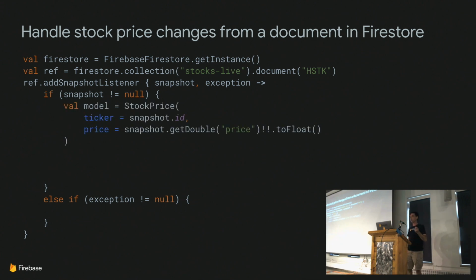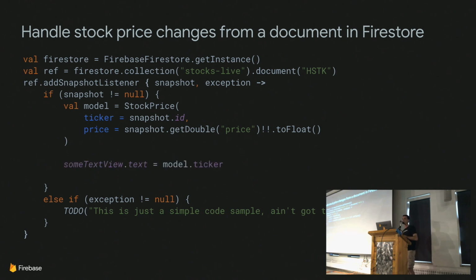what I can do is create a simple model object. Stock price is just a Kotlin data class, and it has a ticker and a price associated with it. And then what do I do after that? Or I can handle an exception, but I'm going to skip that because this is just a simple example. Once I have a model object, I can just reach right into my view here. I could do that. That's totally real.